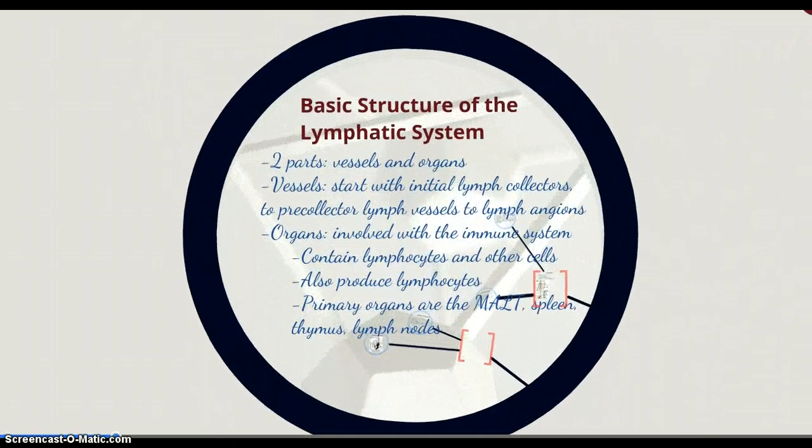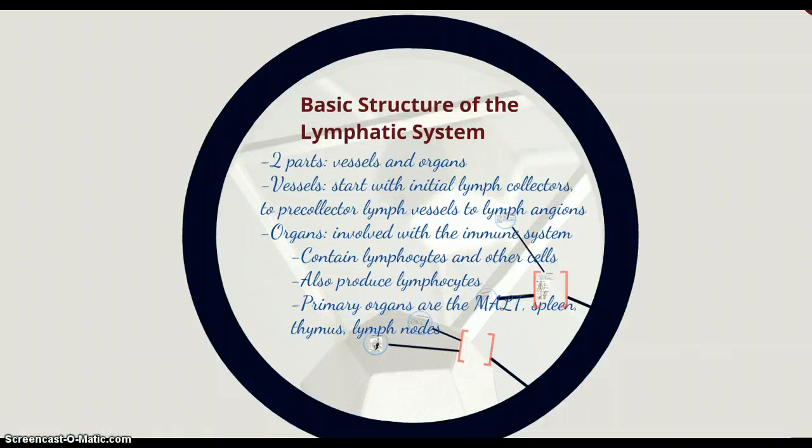So let's start with the basic structure of the lymphatic system. There are two parts, your vessels and your organs. The lymphatic vessels start with initial lymph collectors and then pre-collector lymph vessels, lacteals, and capillary lymphatic vessels, and then after that, they form collaterals. They join to join lymphangions, or lymph hearts.